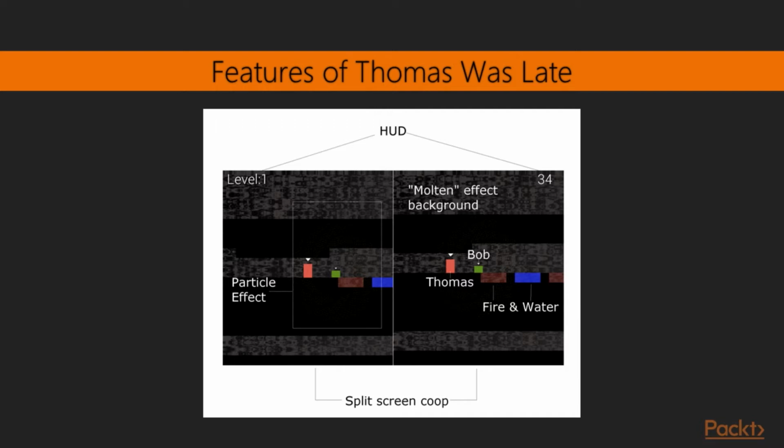Let's take a look at each of those features. The image shows a simple HUD that details the level number and the number of seconds remaining until the players fail and have to restart the level. You can also clearly see the split screen co-op in action. Remember that this is optional. A single player can take on the game full screen while switching the camera focus between Thomas and Bob.